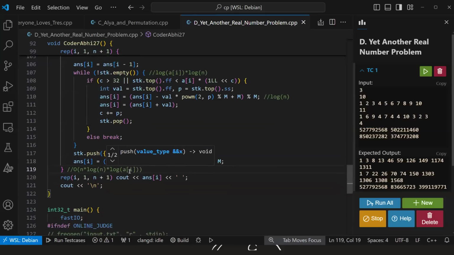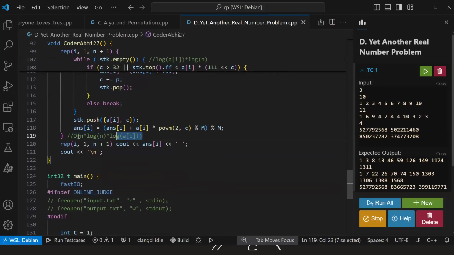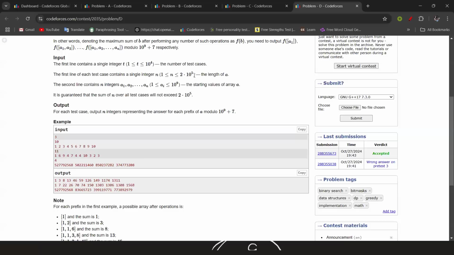This would be the overall time complexity basically. Then we are just printing it. So my overall time complexity is order of n into log n into log of ai. So log of ai is 30, log of n is like 20. So 20 into 30 into 1e5, that would be around 1e7 overall. So this time complexity is accepted.